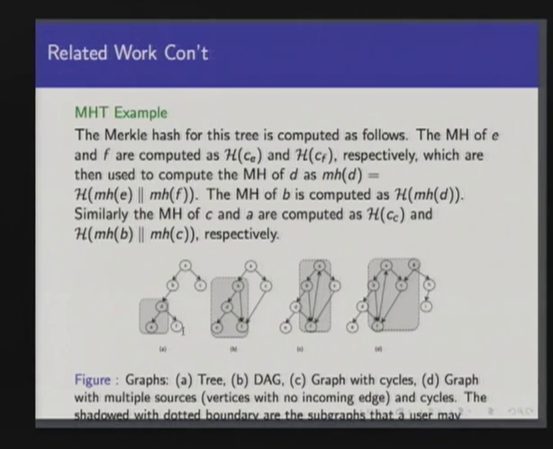But we cannot apply this technique to graphs, because in graphs there can be different kinds of edges. There can be forward edges, which I will elaborate on, backward edges, and cross edges. Because of those forward, backward, and cross edges, the traditional Merkle hash technique cannot be applied to compute a global hash value or a global signature of the graph.